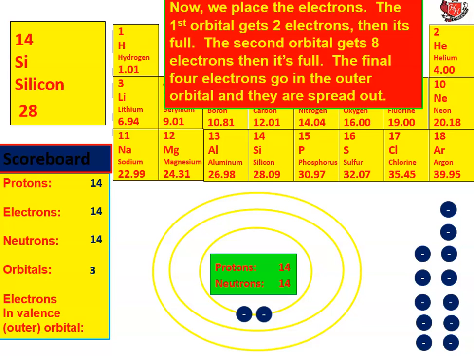Okay, now, what about the second orbital? How many can it hold, first of all? Well, if you look at the second row of the periodic table, it has 8 elements. Starting with lithium and going to neon, there's 8 elements. That means the second orbital can hold 8 electrons. So let's go ahead and place those. I'm going to show you how I'd like you to place those.